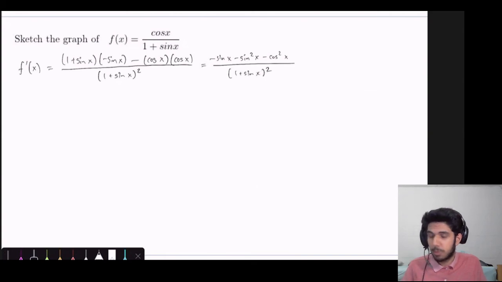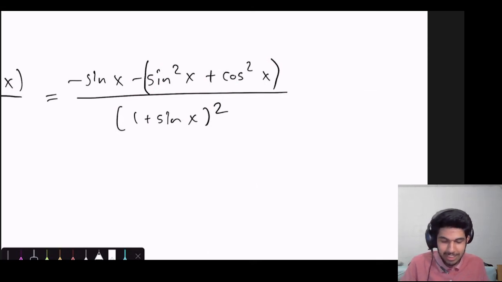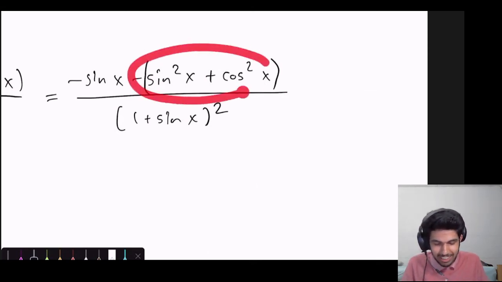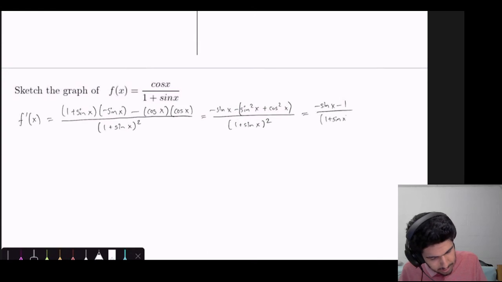So we can look at this a little bit closely. We have minus sine squared x minus cosine squared of x. If we just throw in some parentheses here and make this a plus sign, that's the same thing because now the minus sign distributes. And we're like, hey, sine squared plus cosine squared, I know what that is. That's equal to 1. So this is equal to 1 minus, let's do sine of x minus 1 over 1 plus sine x squared.